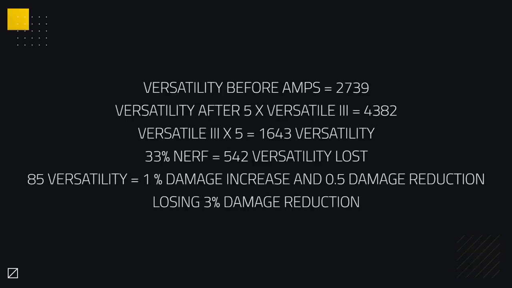Doing some quick math, Zot has a total of 51.55% versatility on his retail character without any other buffs, gaining 2,739 from gear with his 5 versatile 3s, giving him an additional 1,643 versatility. Now, after the 33% nerf, he'll lose a total of 542 verse. To put this into perspective, 85 verse is 1% damage increase and 0.5 damage reduction.